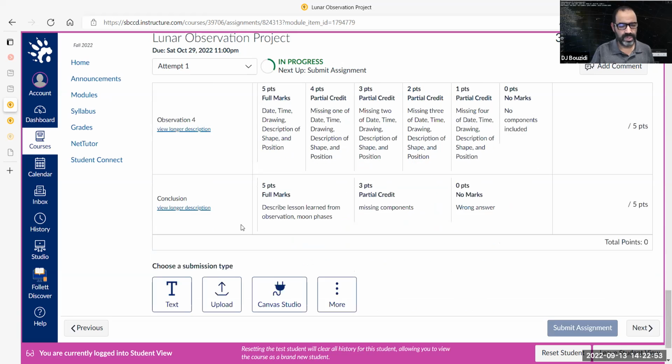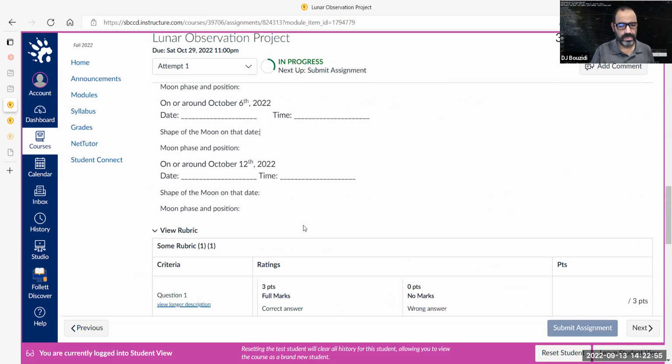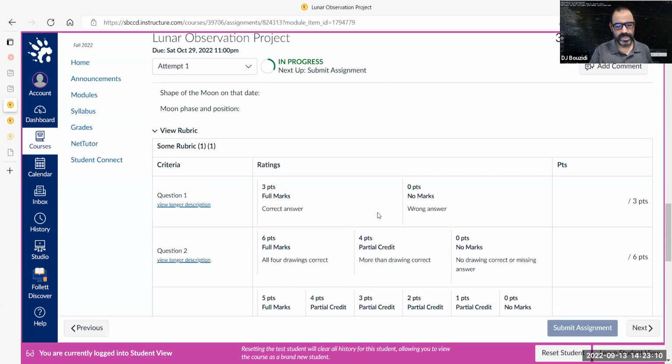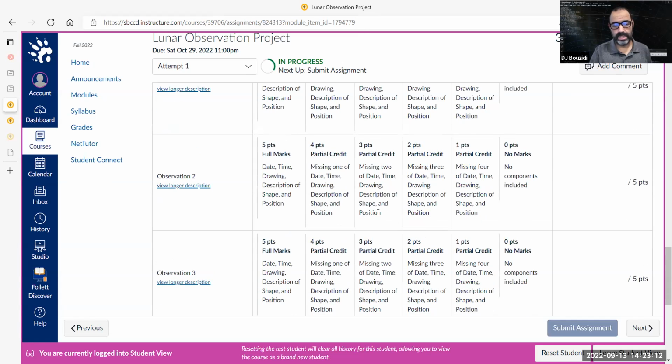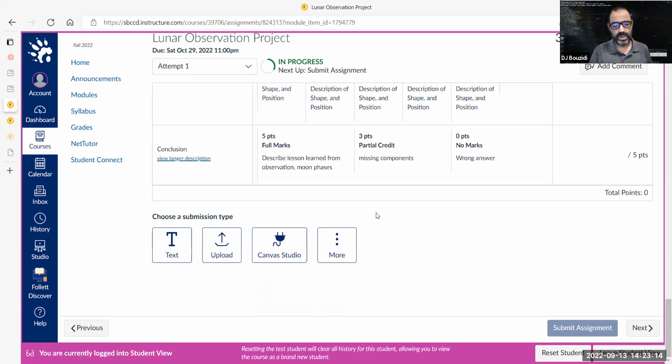Observation 3, those dates, observation 4, and finally your conclusion based on your observations and what you have seen in terms of the moon phases throughout this month, and the position and location of the moon and how it changes shape depending on the beginning of the lunar month, the end of the lunar month, and so on. Basically, this is actual observation. You're not looking at the book and answering this question. This is based on your observation.